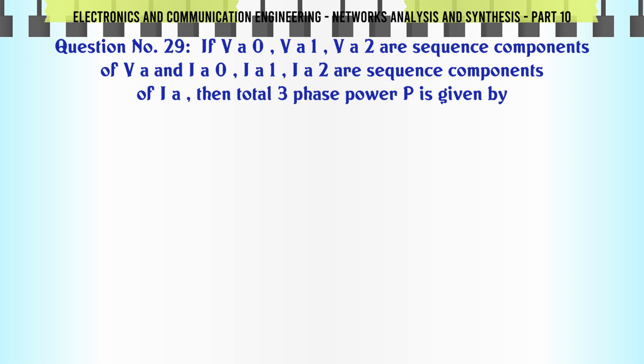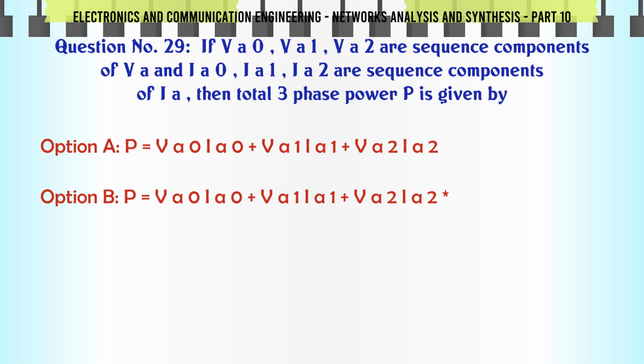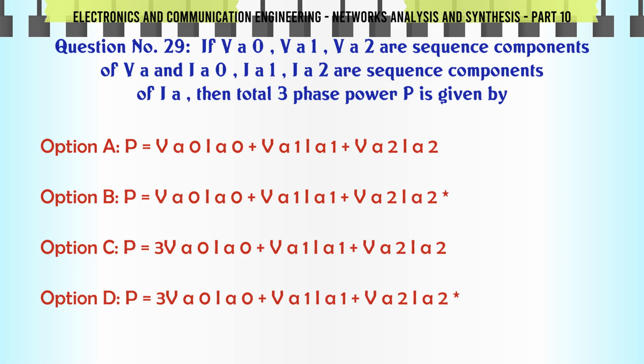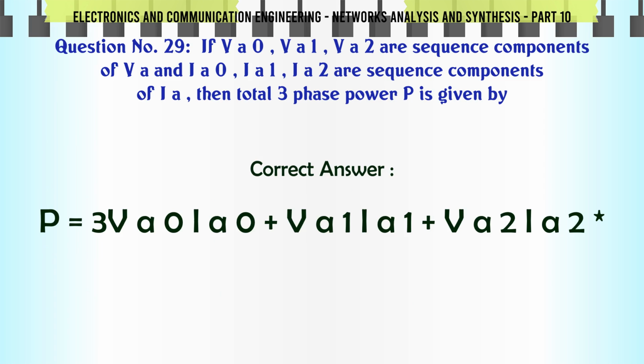If VA0, VA1, VA2 are sequence components of VA and IA0, IA1, IA2 are sequence components of IA, then the total three-phase power P is given by: A) P = VA0 IA0 + VA1 IA1 + VA2 IA2, B) the same expression, C) P = 3 (VA0 IA0 + VA1 IA1 + VA2 IA2), D) the same expression. The correct answer is P = 3 (VA0 IA0 + VA1 IA1 + VA2 IA2).